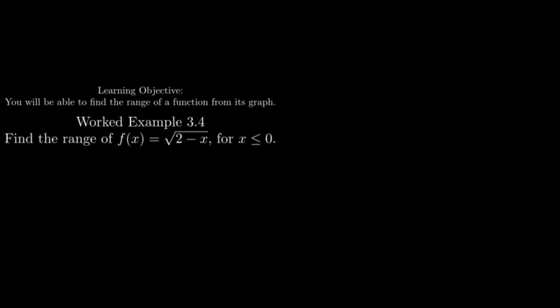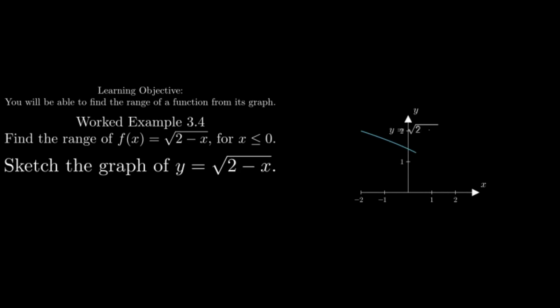First, let's visualize the graph. We can use a graphing calculator or sketch it by hand. The graph of y equals the square root of 2 minus x starts at the point (2, 0) and curves up and to the left. However, our domain is restricted to x less than or equal to 0. This means we are only interested in the part of the graph on the y-axis and to its left. So, we're only looking at this portion of the curve.